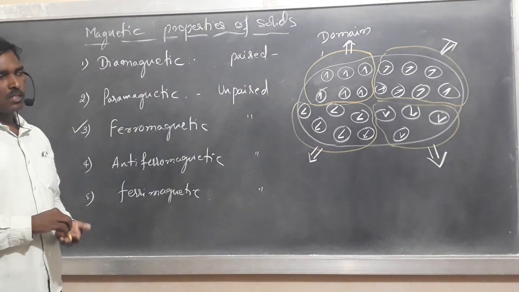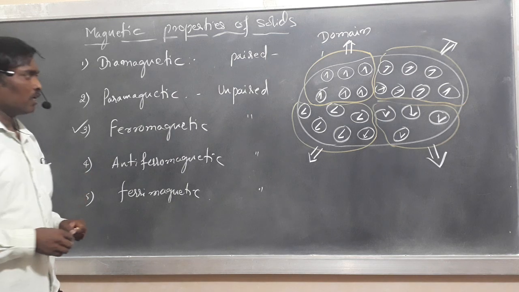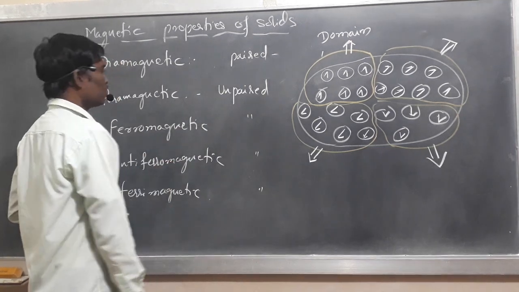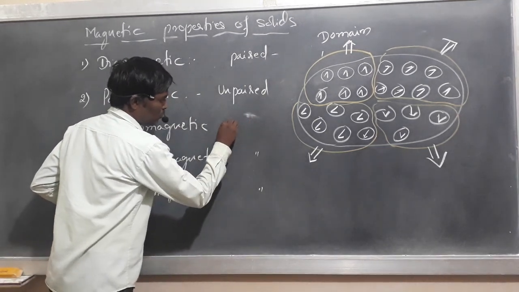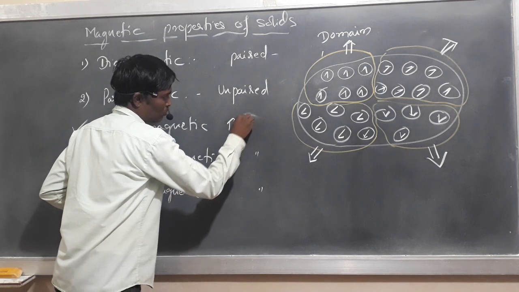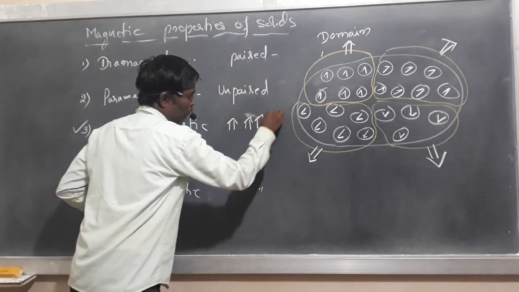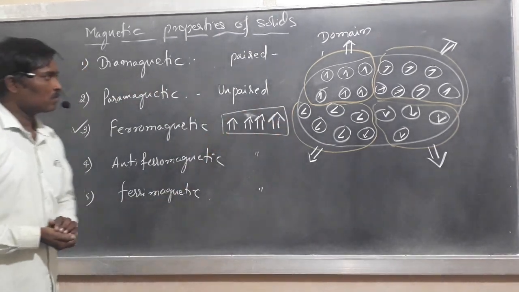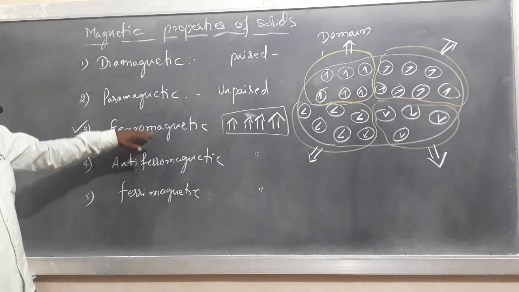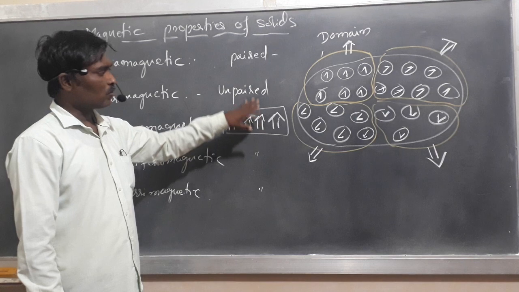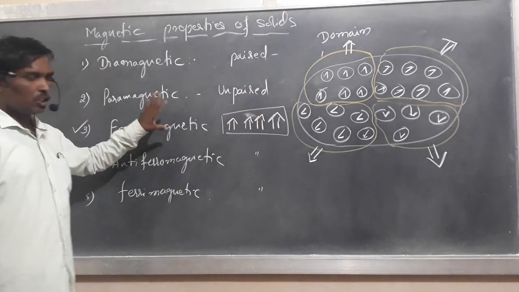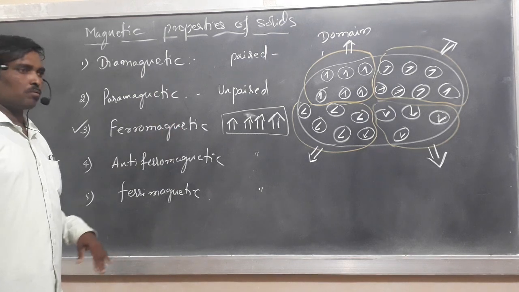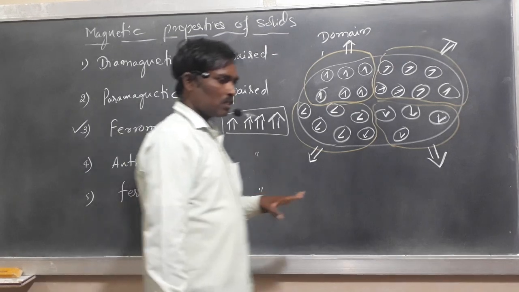When this magnetic substance is kept in the field of a magnet, all these domains start orienting in one direction. That is, they are oriented in one direction, this is 1, 2, 3, 4. If all these domains are oriented in one direction, then that substance we call a ferromagnetic substance. So in a ferromagnetic substance, all the domains are oriented in one direction. That's why it shows an enhanced magnetic moment. Its magnetic moment is more than a paramagnetic substance.